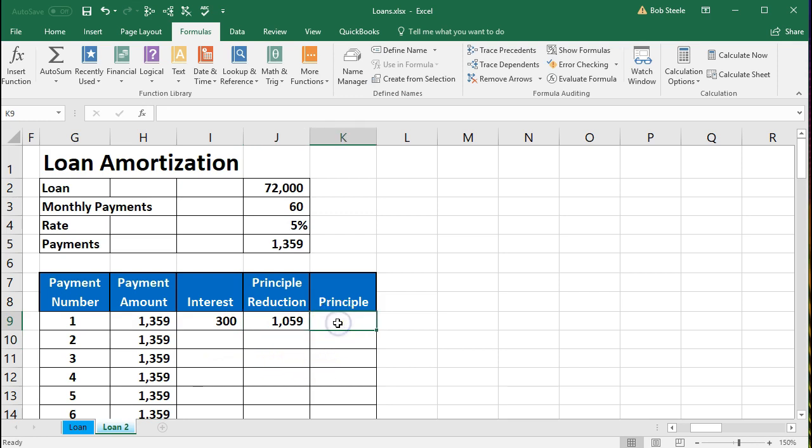So then we're going to say, well, what's the new principal amount after the first payment? The old principal amount was 72,000 minus what it's going to go down by, 1,059. I'm going to do that one or two more times, and then we'll just copy and paste this down and see what we're going to do with this. So now we've got the interest again. Note the interest will change because we have a new principal amount.